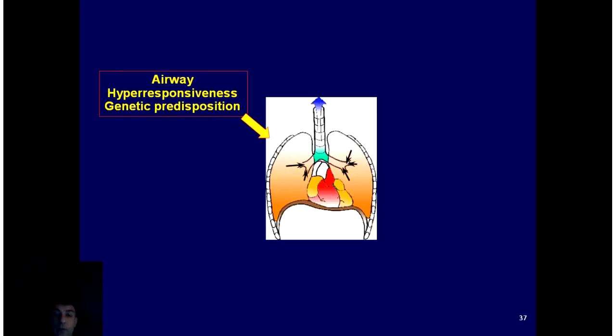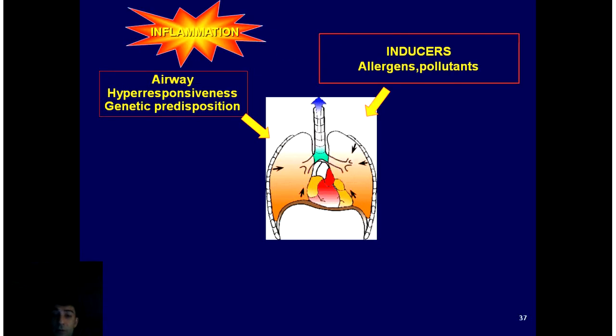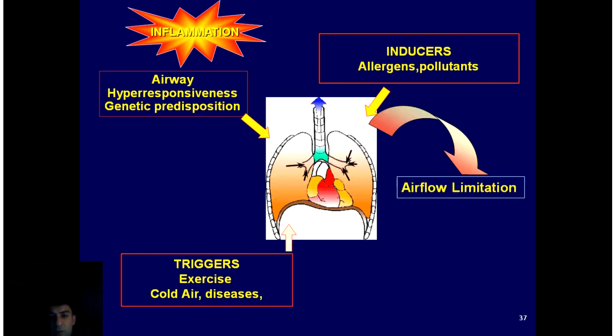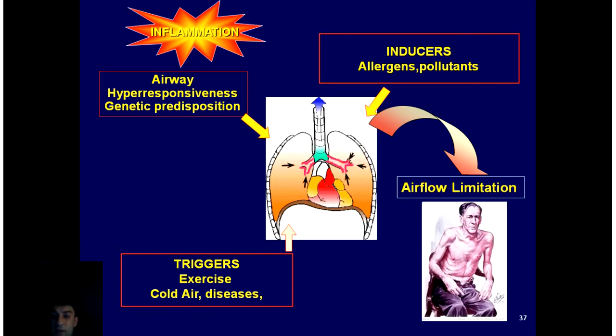In case of bronchial asthma, the result would be a bronchospasm, inflammatory response here. Triggers and inducers are also shown here, and all of this finally results in limitation of airflow, much more severe bronchiolospasm, and typical presentation of an asthmatic patient.